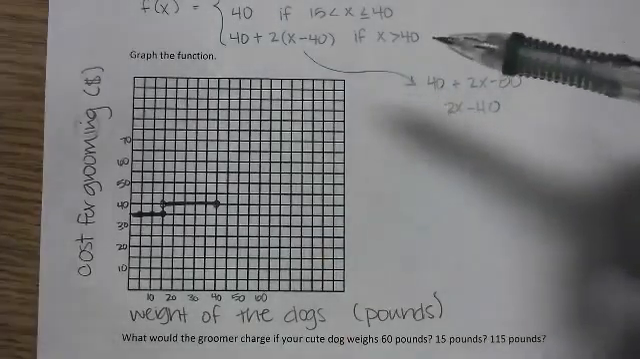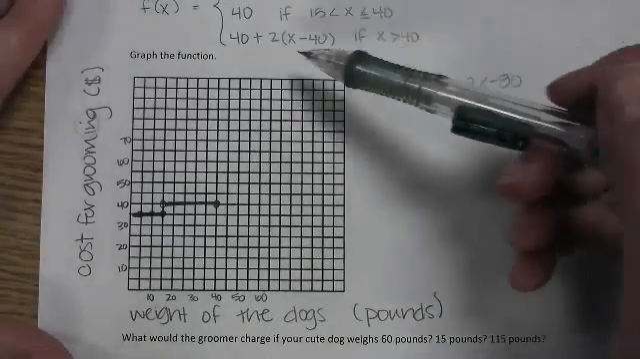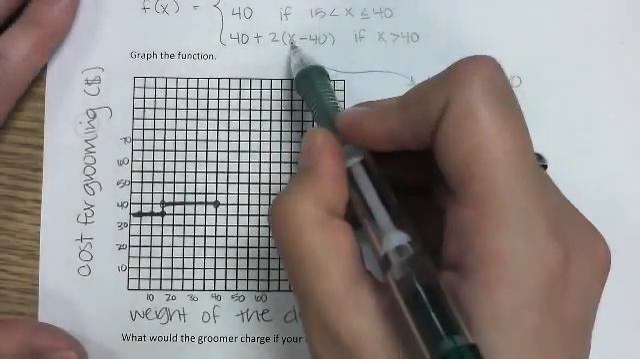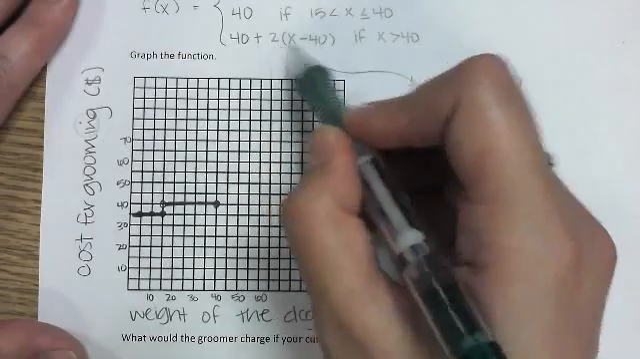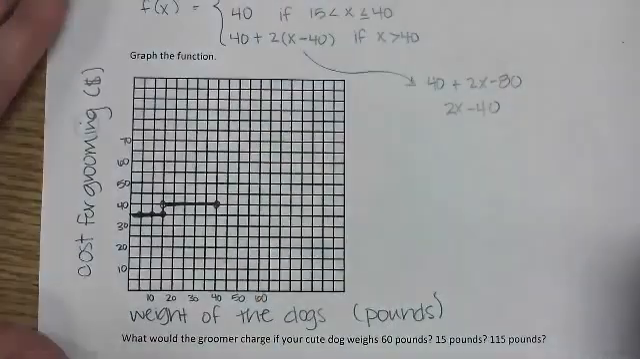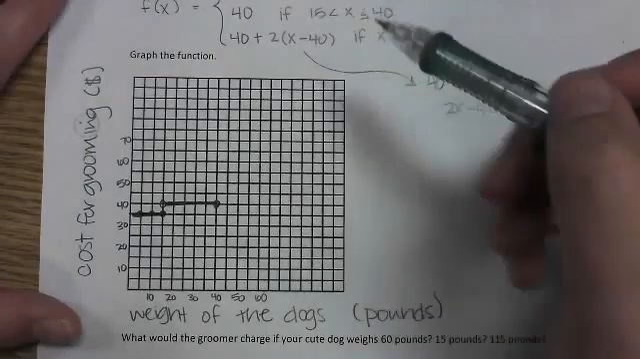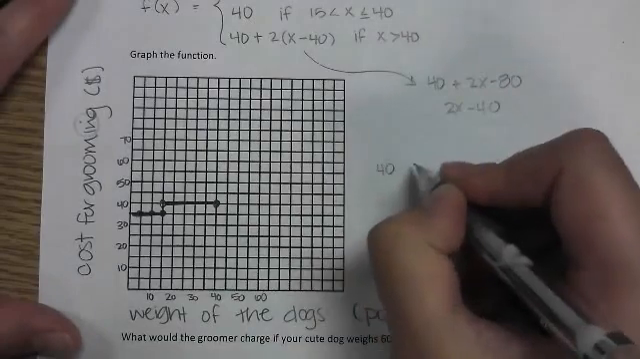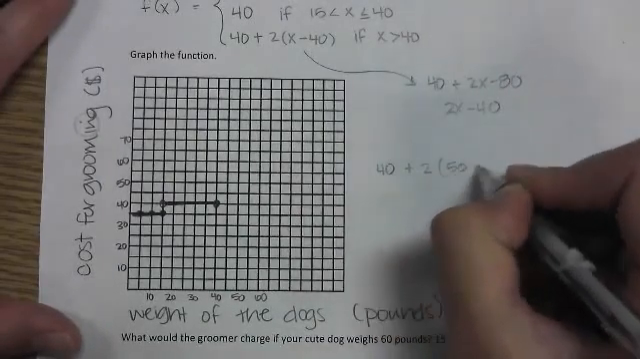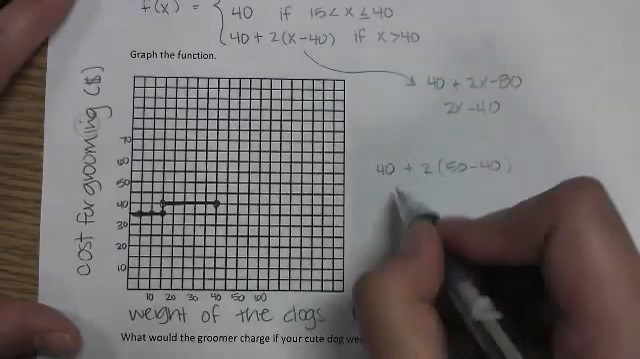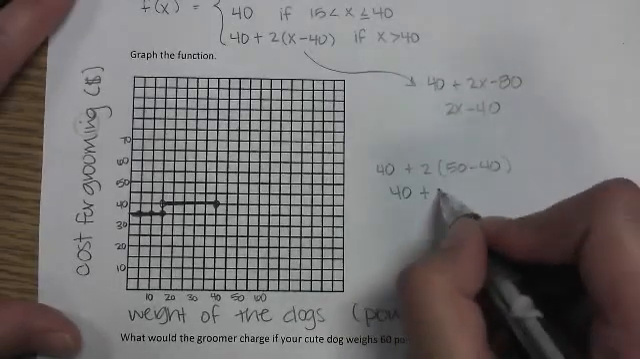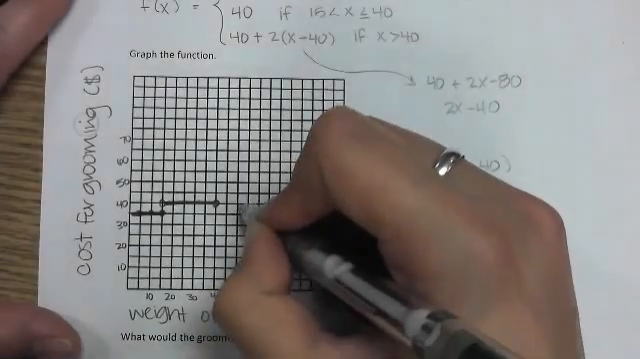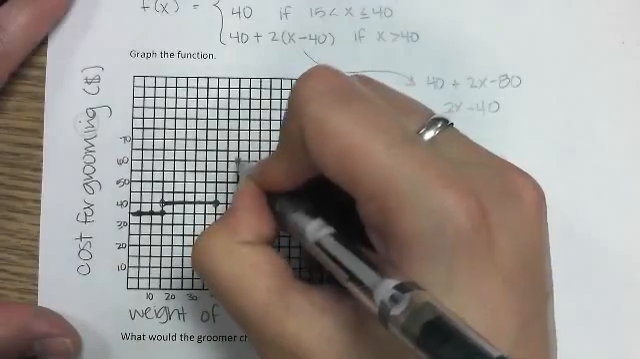So what I am thinking we could do is just maybe plug in a point and then graph that. So if you used 40 exactly, because that's where we're connecting, 40 take away 40 is 0. 2 times 0. So that makes sense, right? If you're 40, you're spending 40, which, you know, is logical. So then let's say if we had a 50-pound dog, then we would do 40 plus 2 times 50 minus 40. So that would be 40 plus 2 times 10 is 20. So if we have a 50-pound dog, that's going to be $60. So here for 50 pounds, I'm going to go up to $60.